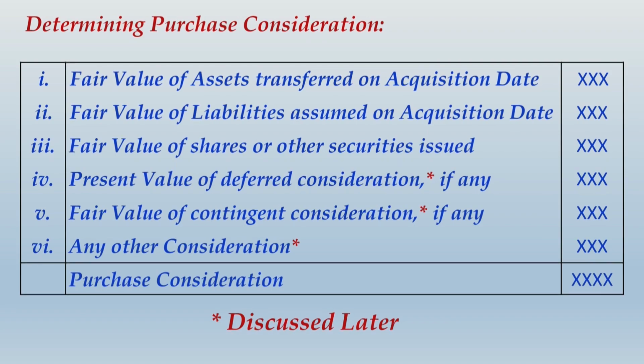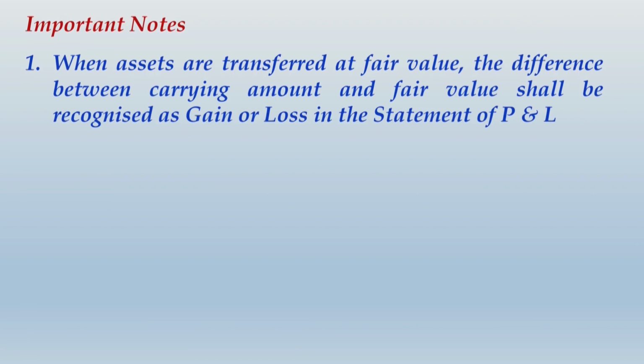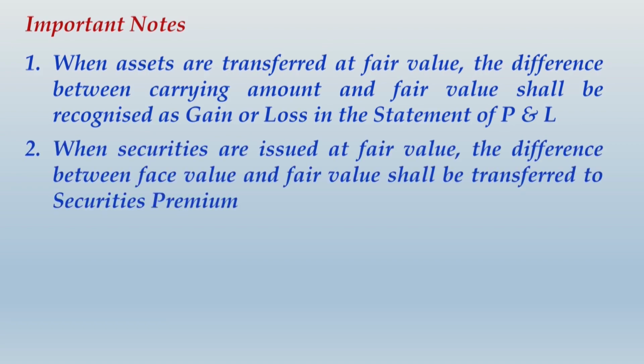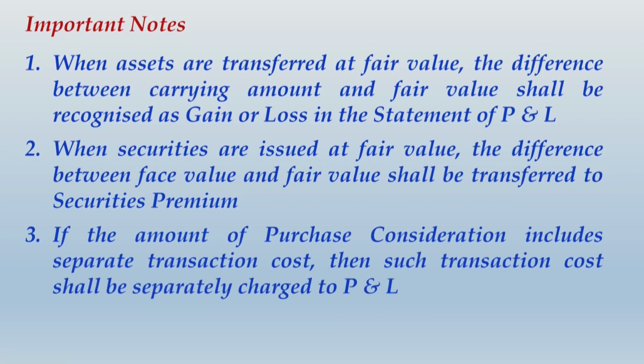Alright friends, you would have finished writing this whole thing. Let us move ahead and write up some important notes, and these points we have already discussed. Point number 1: when assets are transferred at fair value, the difference between carrying amount and fair value shall be recognized as gain or loss in the statement of P&L. When securities are issued at fair value, the difference between face value and fair value shall be transferred to securities premium. If the amount of purchase consideration includes separate transaction cost, then such transaction cost shall be separately charged to P&L. So friends, note down these points and then we shall move ahead.